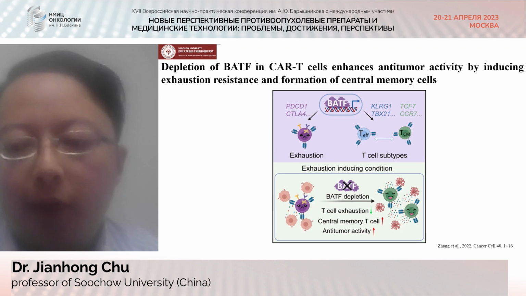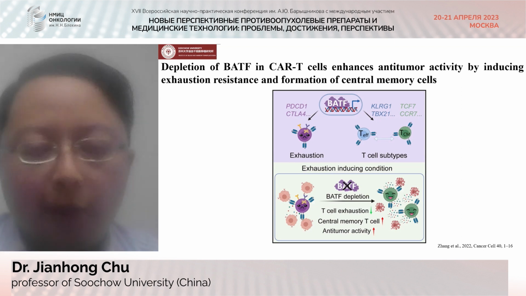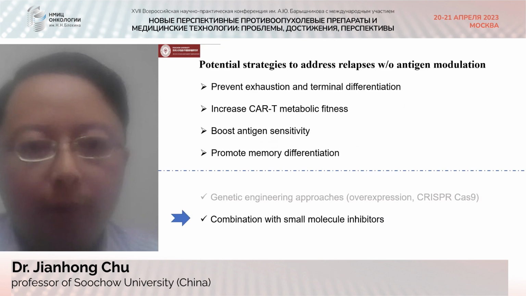In this paper published in Cancer Cell, the authors demonstrated that the depletion of BATF, also through the CRISPR-Cas9 technique, in CAR T cells can enhance the anti-tumor activity by inducing exhaustion resistance and the formation of central memory cells.